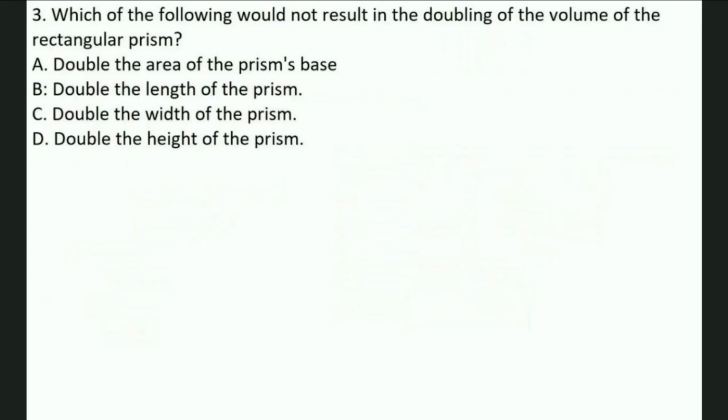G is the answer here. All right, moving on to number 3. Which of the following would not result in the doubling of the volume of the rectangular prism?